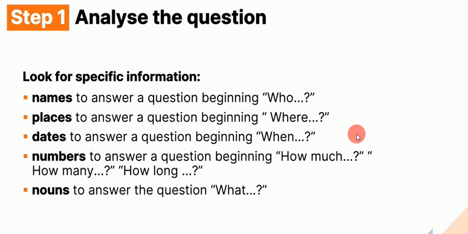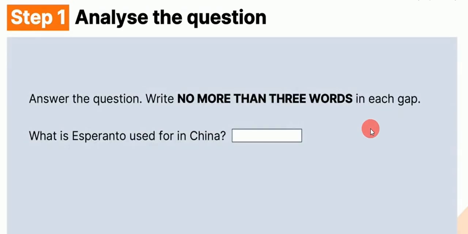Let's have a look at this example of short answer question. You need to write no more than 3 words in each gap. What do you think the keywords in the question are? The keywords are used and China. Esperanto is not useful as a keyword, as this is the topic of the text, and therefore it may be repeated a number of times. The word used could be paraphrased, but the word China is a good keyword to scan for, and it will be easy to find because it has a capital letter.